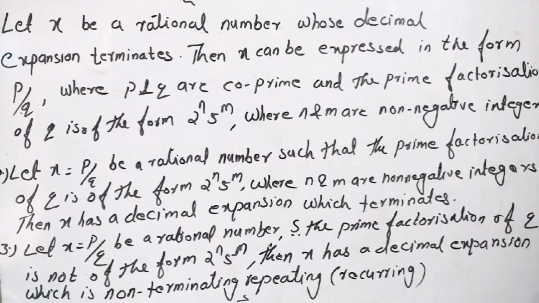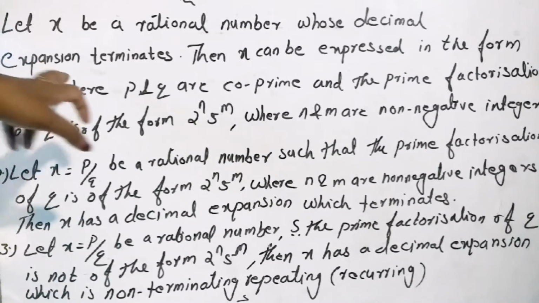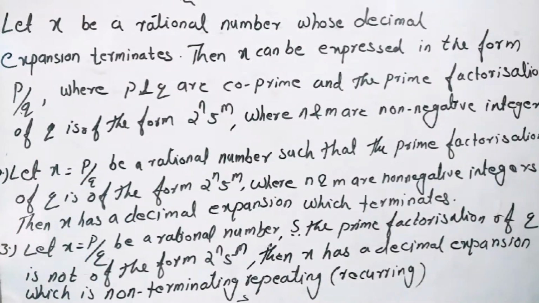And the prime factorization of q is of the form 2 raised to n into 5 raised to m, where n and m are non-negative integers. That means X is a rational number. Since it is a rational number, we can express this X in the form p by q. And there is one speciality for this p and q, that is, they are coprimes. There is no common factor for p and q other than 1.